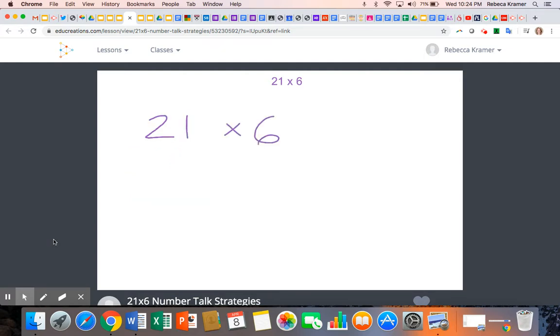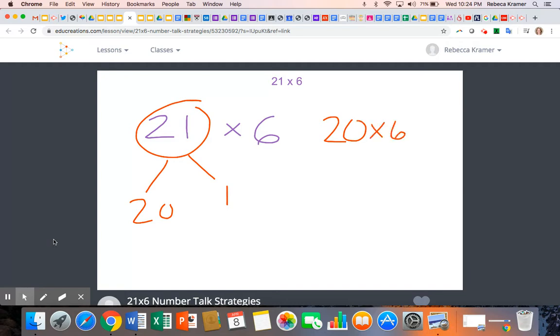One thing I like to do when using mental math is decomposing my numbers into simpler numbers. 21, for example, can be decomposed into 20 and 1. Keeping this in mind, I can do 20 times 6 and 1 times 6. If I know that 2 times 6 is 12, 20 times 6 must be 120, and 1 times 6 is 6, so adding them together would give me 126, which is my product.